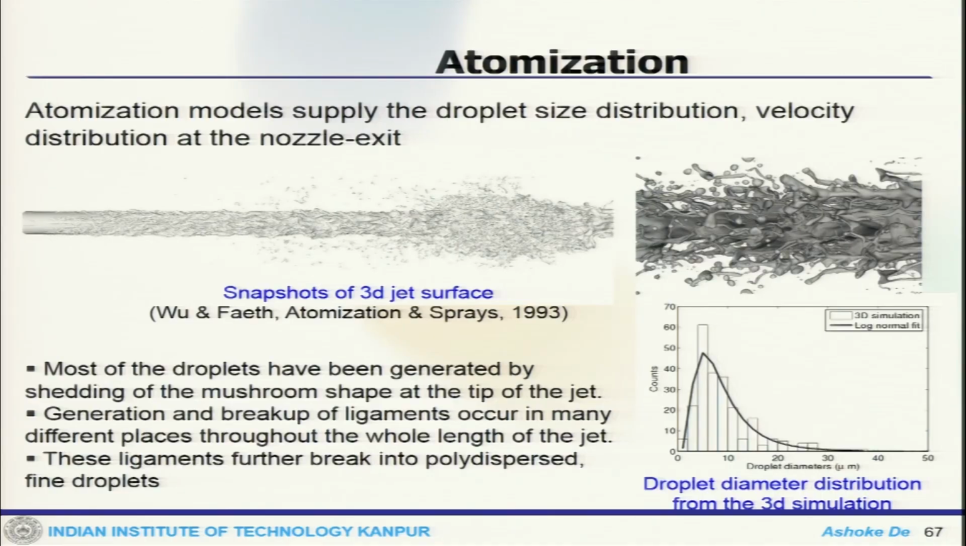Now atomization being so important, one can look at this snapshot when it comes out of a nozzle exit, how it goes through. So there is an initial sheet and then slowly it becomes, and this is how the droplet diameter distribution looks in 3D. Most of the droplets have been generated by shedding of mushroom shape. A generation of the breakup of ligaments occurs in many different phases through the wavelength of the jet. These ligaments further break into polydispersed fine droplets. So basically the liquid comes in, there is a ligament and all this.